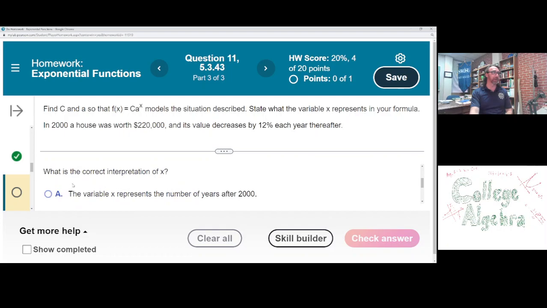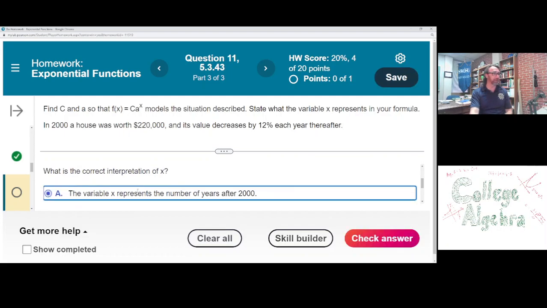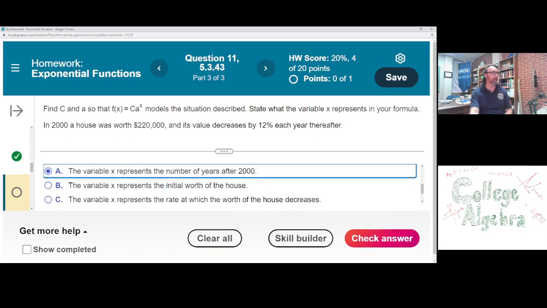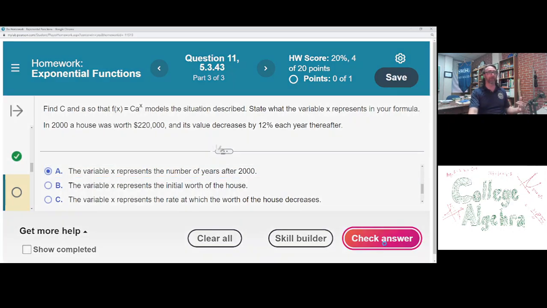And the variable x, well, it's kind of lame that it's the first one every time. I hope that doesn't always be the case, but x is time. The starting year is 2000. So if you're trying to find the value of the house today, it's 2022, you'd put in 22.